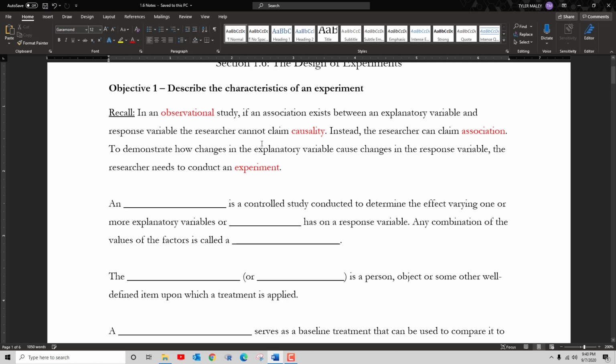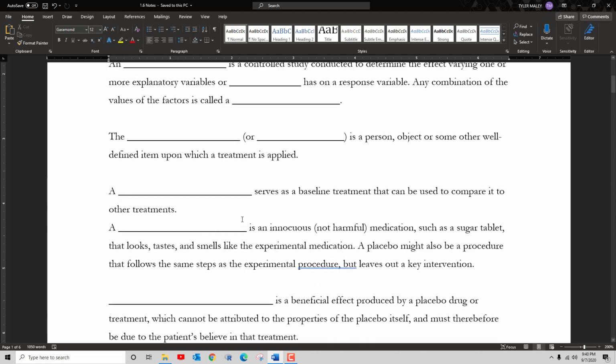So remember, if you're doing just an observational study, we can't say for sure one thing causes something else to happen, right? Like cause and effect. We can say two things are associated though through that, right? But remember, we don't know for sure if that explanatory variable is causing that change in the response variable. So in order to get a cause and effect, to get causality, we need to have a designed experiment. Right?